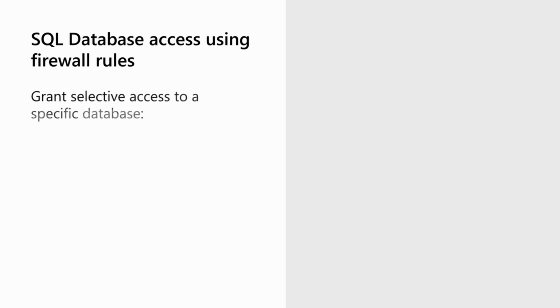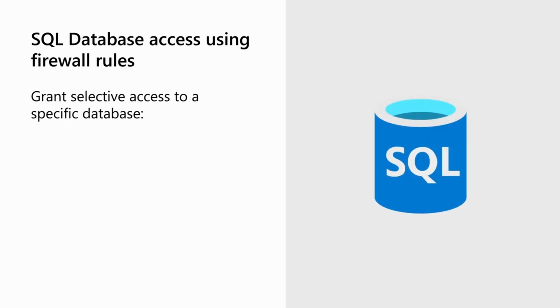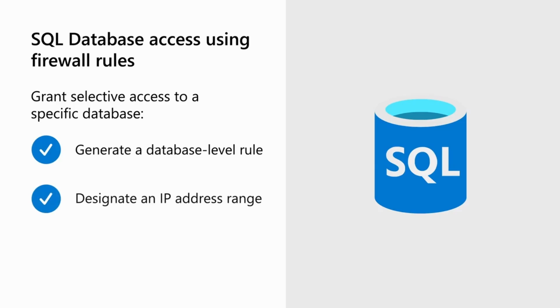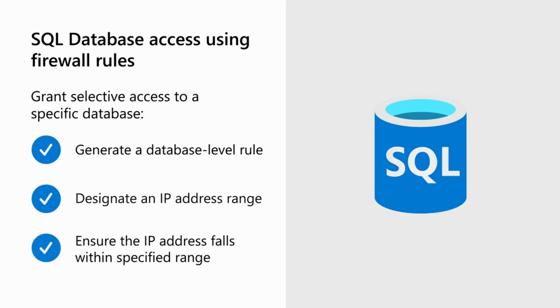If you wish to grant selective access to a specific database in your Azure SQL Database, you'll need to generate a database-level rule for that particular database. Designate an IP address range for the database IP firewall rule that surpasses the IP address range stated in the server-level IP firewall rule. Be sure the client's IP address falls within the range specified by the database-level rule.